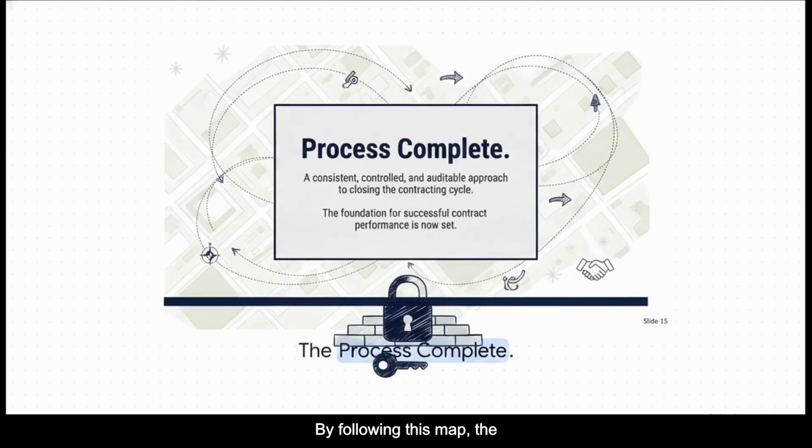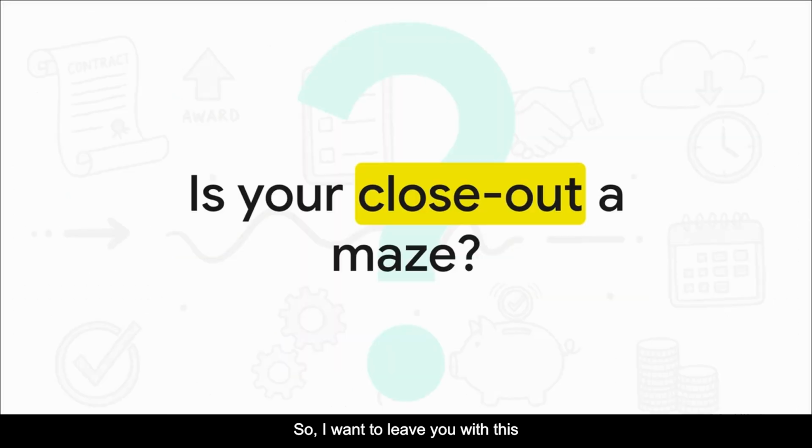By following this map, the process is totally complete. We've established a highly consistent, controlled, and auditable approach to closing the contracting cycle. The foundation for successful contract performance is now solidly set in stone. So, I want to leave you with this question to chew on. Are your contract closeouts a standardized journey, or are they a bureaucratic maze just waiting to be simplified?